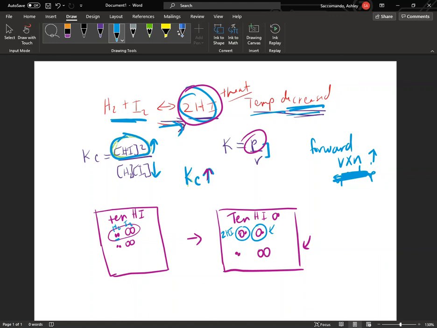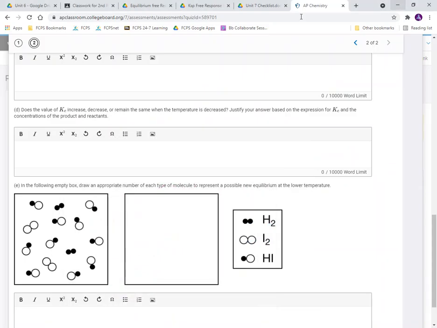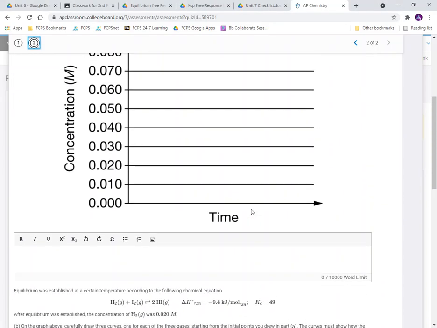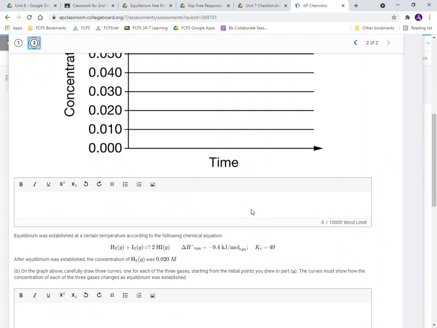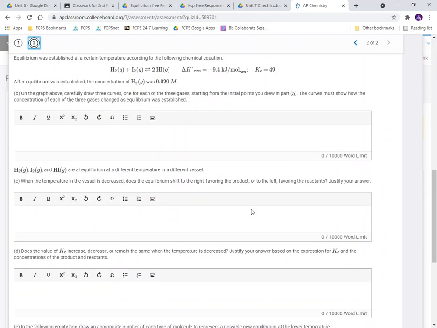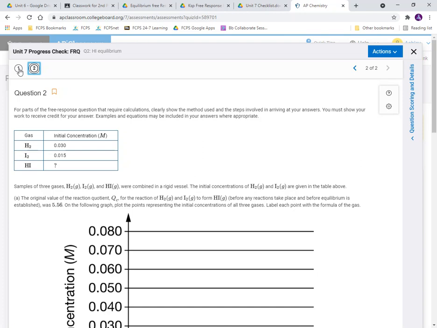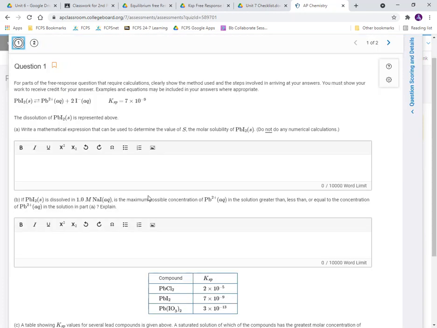All right. Any more questions on this FRQ right now before I move back to the checklist and other things? Does anybody have any more questions on this? I do want to point out 1B. Yes, that's one I actually wanted to talk about.